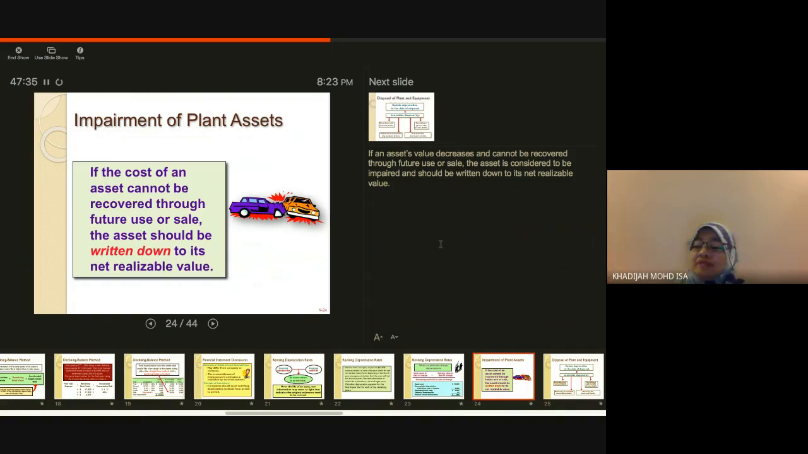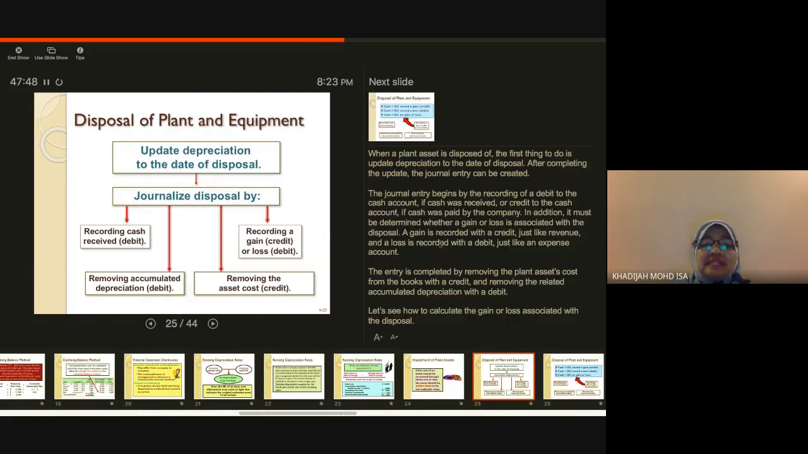So you have to, because the value now is zero. Even the previous value was 20,000, but because you were involved in an accident, now the value is zero. So you have to write down the value. So how to write down the value? Remember that this write-down is an expense. So you're going to record that later on the disposal.